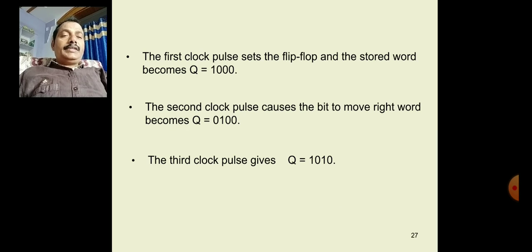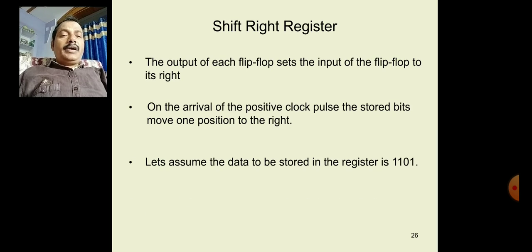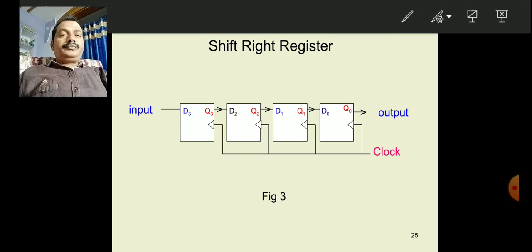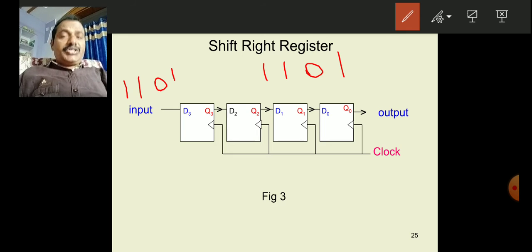Do not be confused by this, because it is 1 1 0 1. So you have to apply here 1 1 0 1. The LSB will come into the flip flop. In the previous left shift, the MSB first comes to the first flip flop, but here in right shift, the LSB will enter into the first input flip flop.